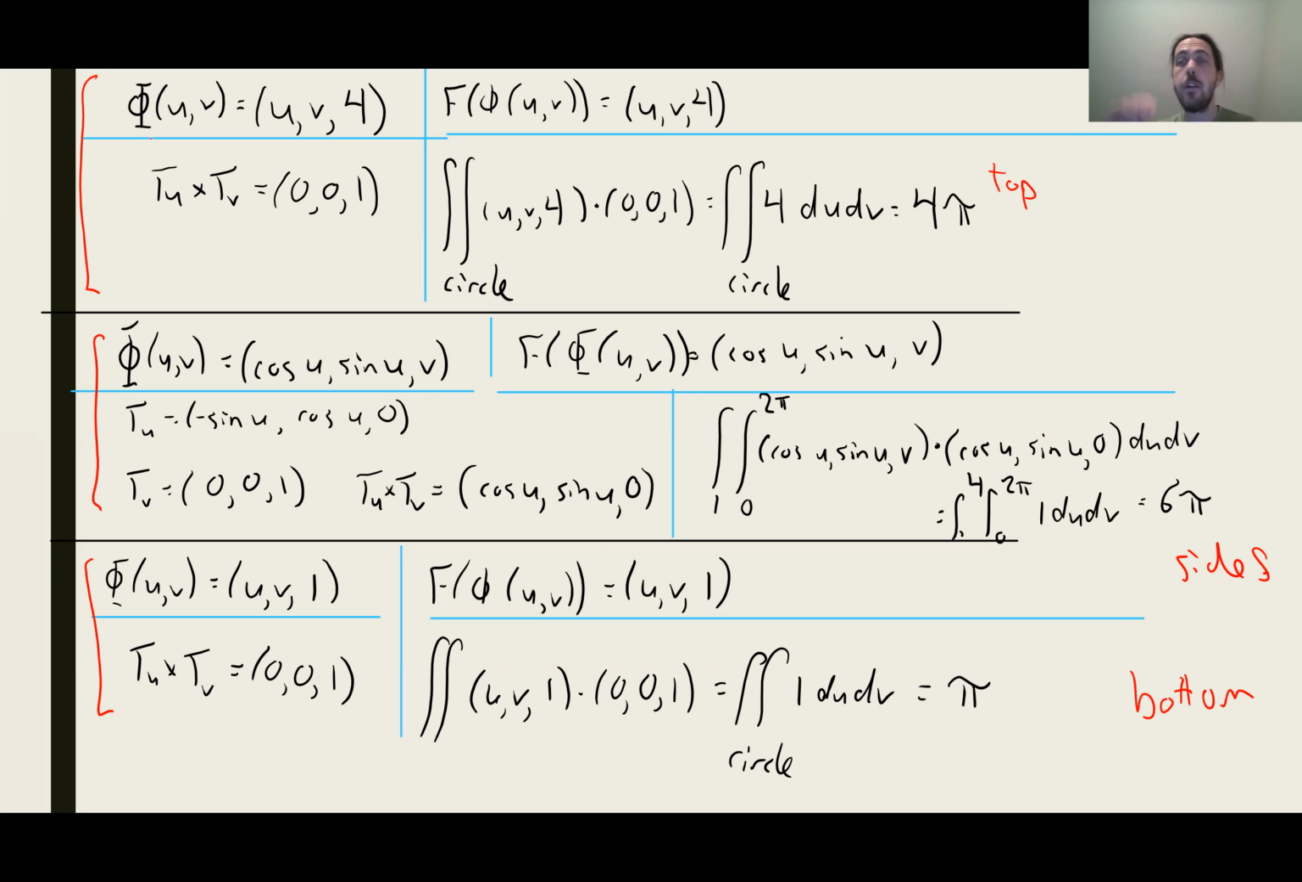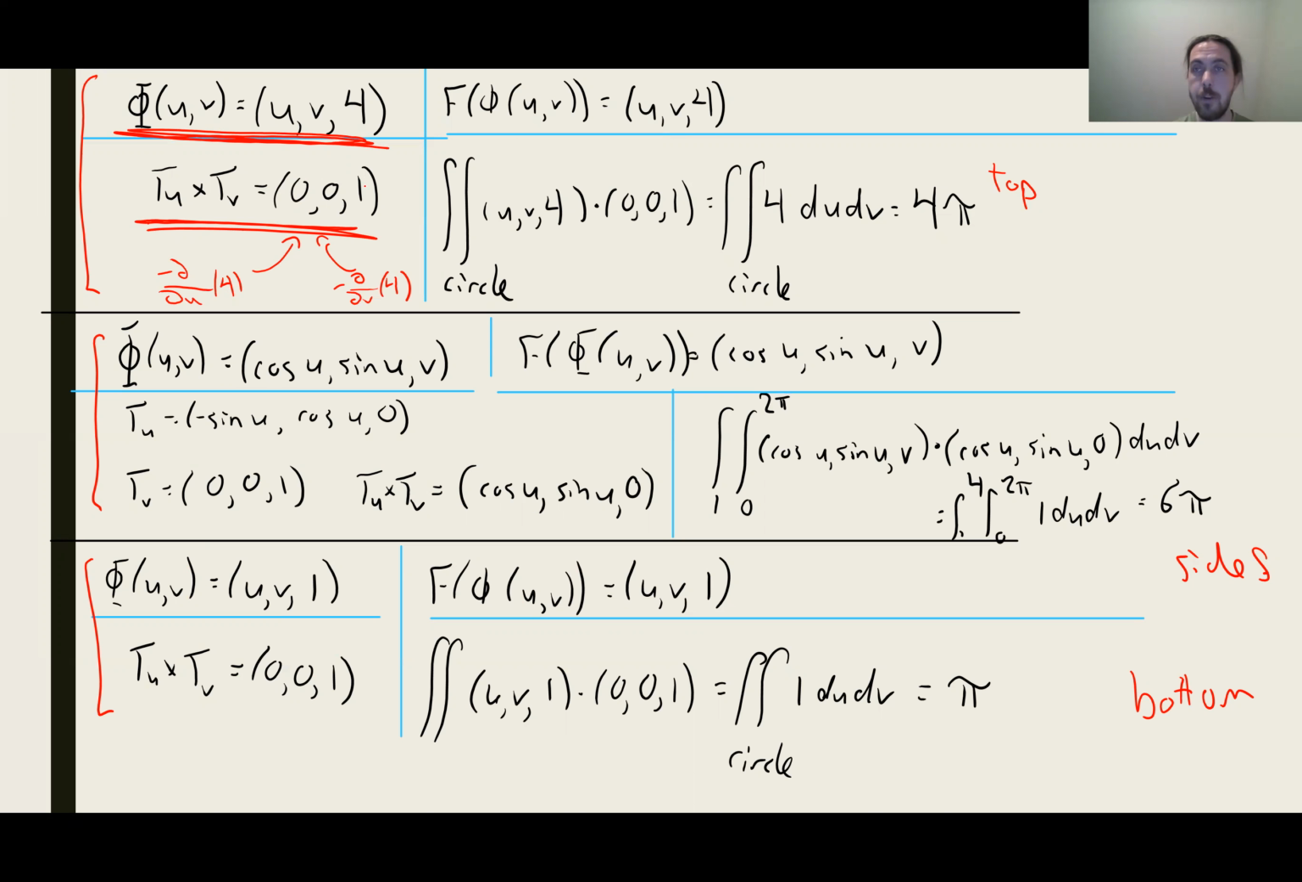For the top of the cylinder, that's given by z equals 4. So my parameterization is phi of u, v is u, v, 4. It's basically the graph of the function z equals 4. And so I can use my shorthand formula for the normal vector. The shorthand formula says I should put the negative derivative of 4 with respect to u in the first component, and the negative derivative with respect to v of 4 in the second component, and I should put 1 in the third component.